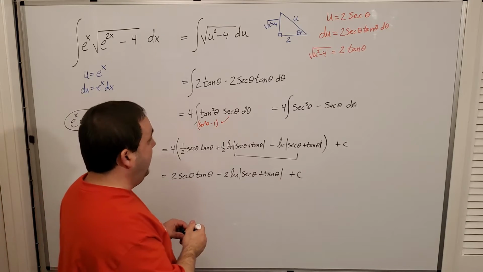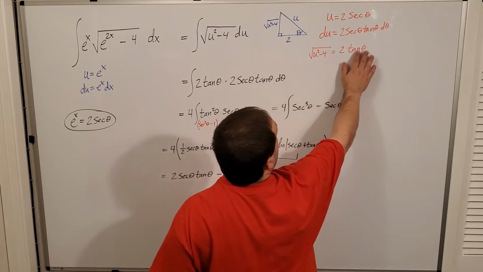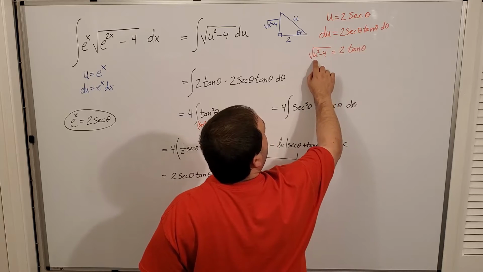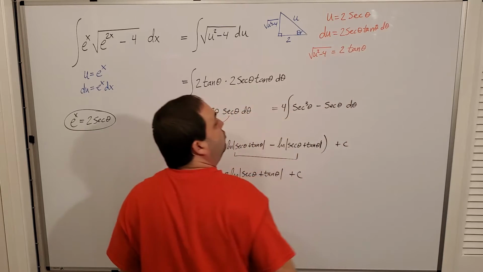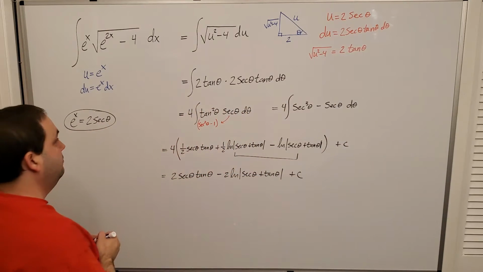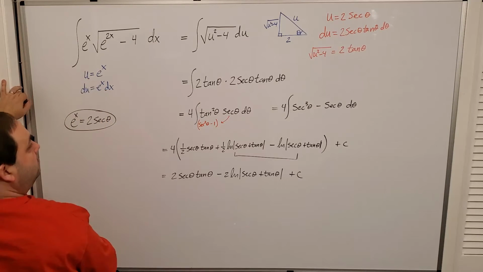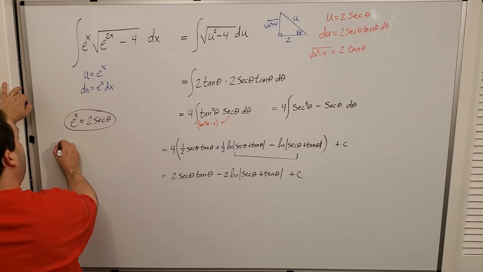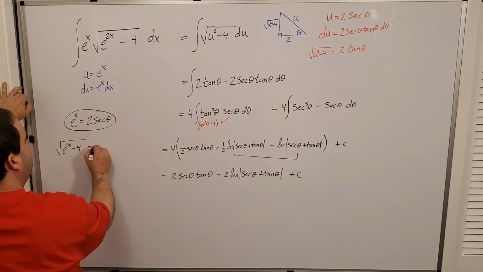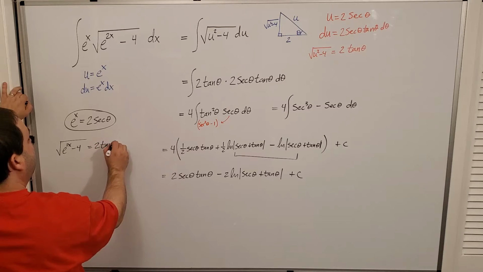Okay. On top of that, I have this relationship as well, that this square root is equal to 2 times tangent theta. And we know that u is equal to e^x. So that means that the square root of e^(2x) minus 4 is equal to 2 tangent theta.